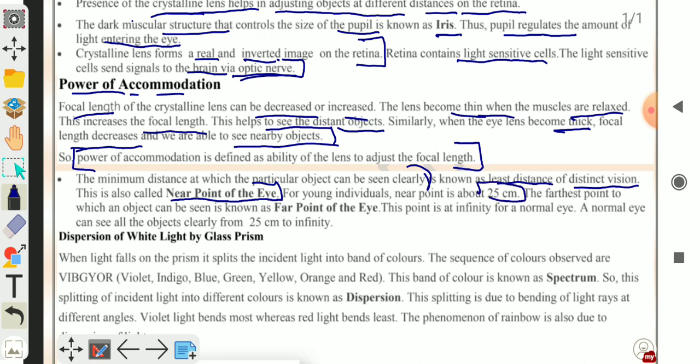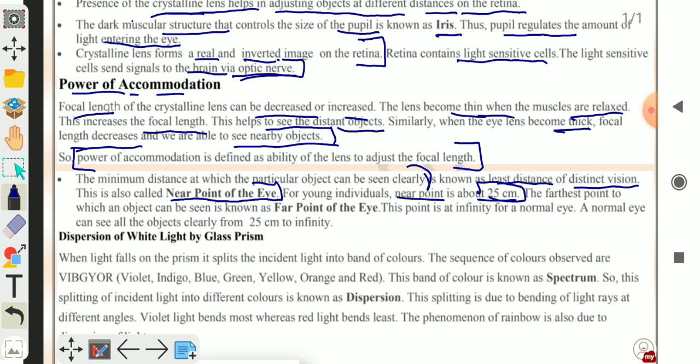So our eye can see objects clearly which are placed at 25 centimeter. Near vision or near point of the eye is 25 centimeter.